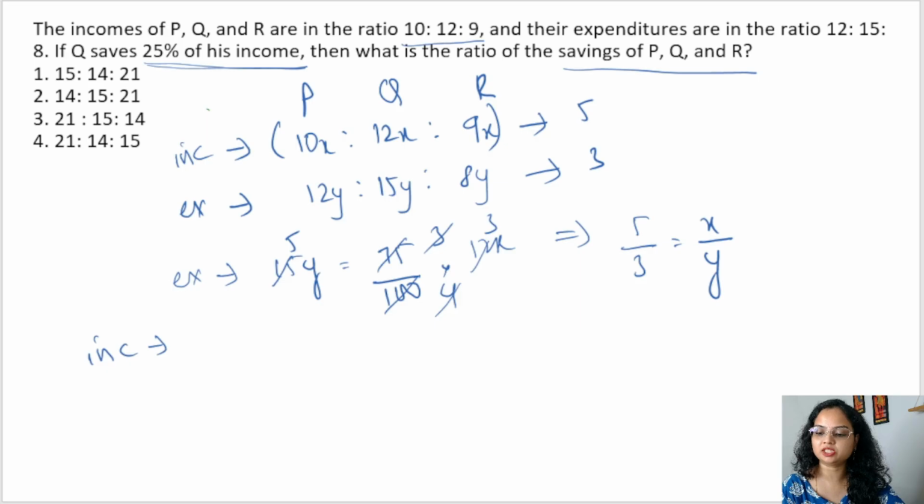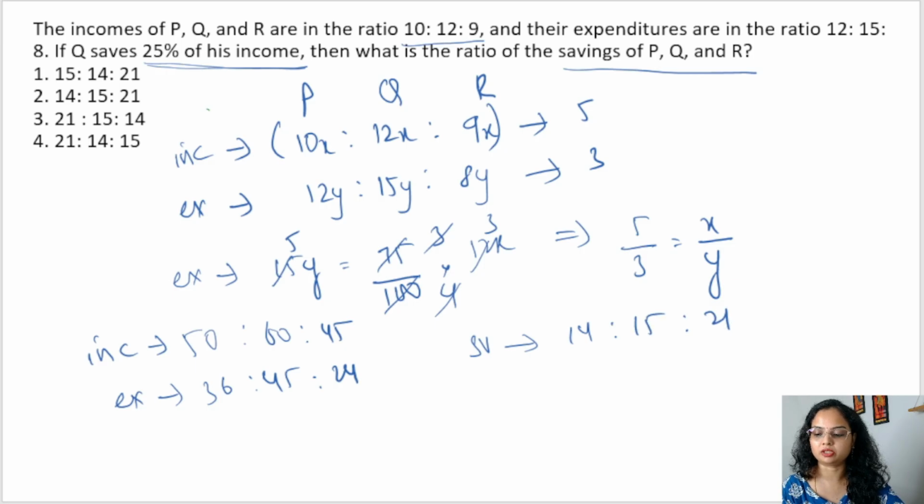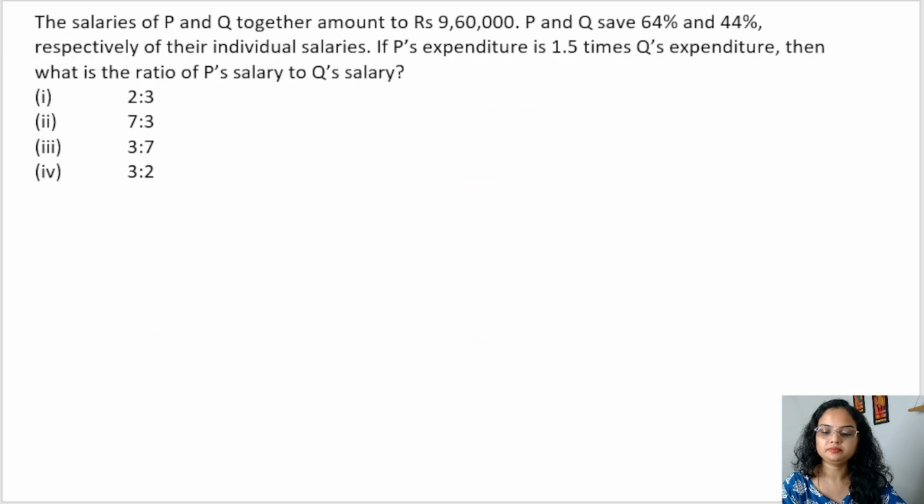See, x value we got as 5. So 10 into 5, 50 is to 60 is to 45 and expenditure is 36 is to 45 is to 24. Now what is the savings ratio? It is 50 minus 36, it is 14. 60 minus 45, it is 15. 45 minus 24, it is 21. 14 is to 15 is to 21. Second option.